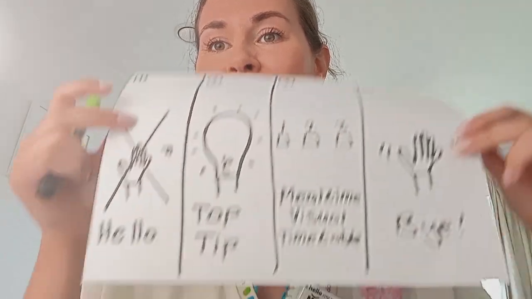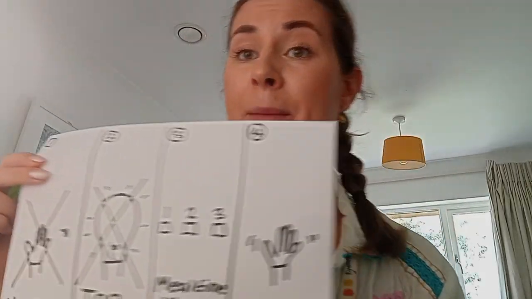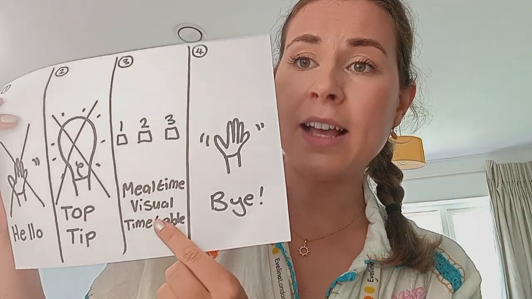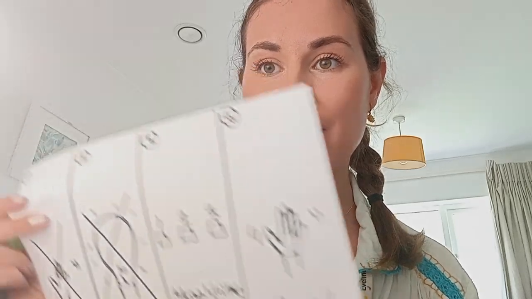Okay, so let's go back to our first visual timetable. That's our top tip finished. I'll take my pen and I'm going to cross off top tip, because top tip is finished. Next, it's time to make our mealtime visual timetable.